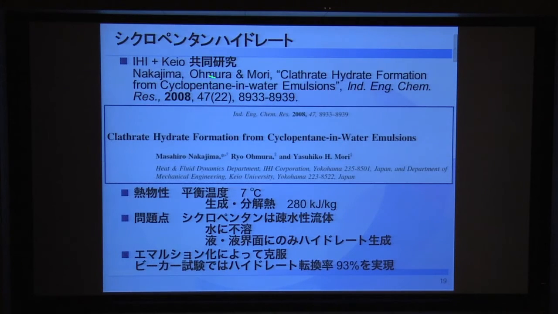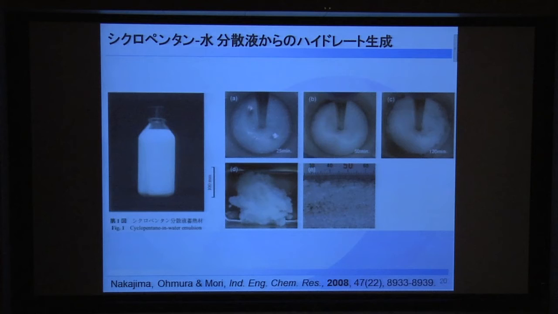But are there any hydrates that can be formed at 10 degrees? Yes, IHI and Keio University tried a cyclopentane-based hydrate. It was not 10 degrees, it was generated at 7 degrees. Compared to a water-based cooling unit, there was a 15% lower conversion rate. It requires agitation and other processes.